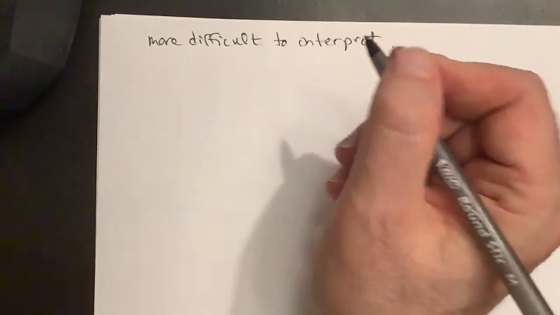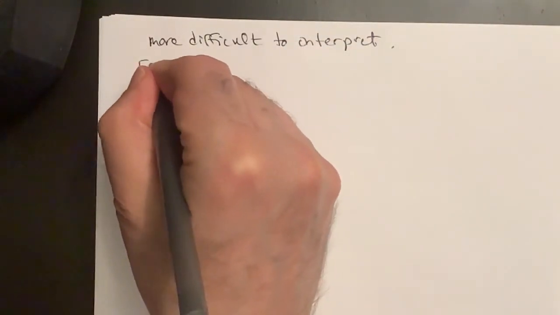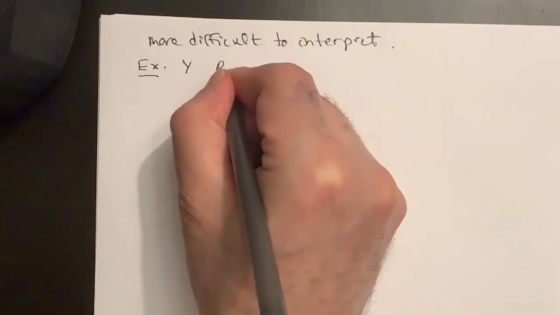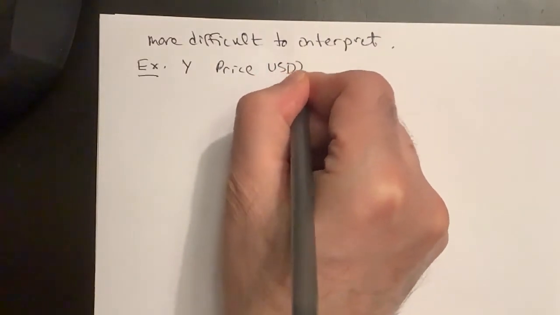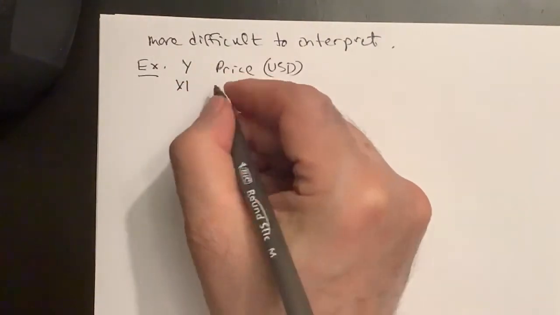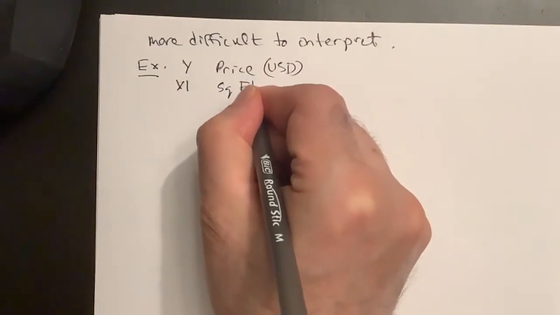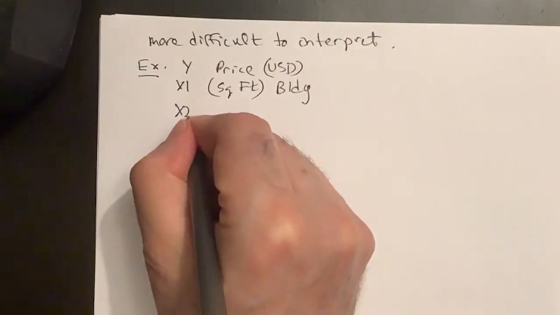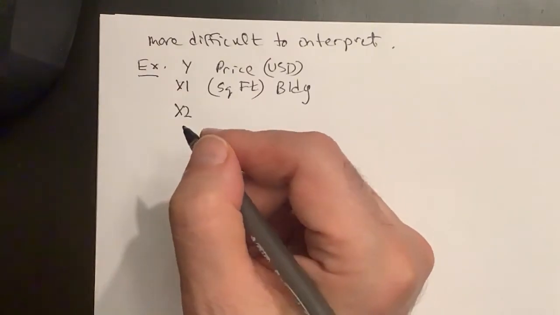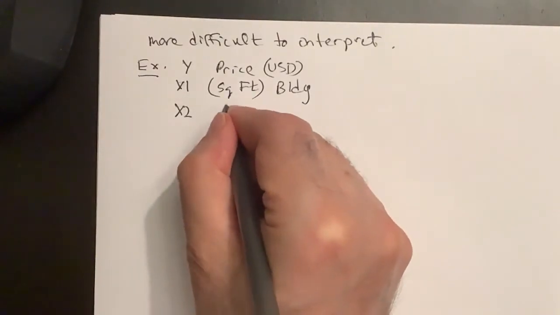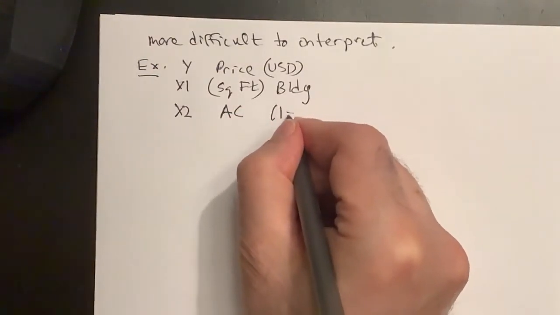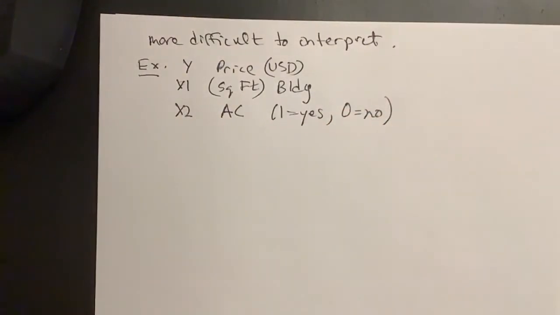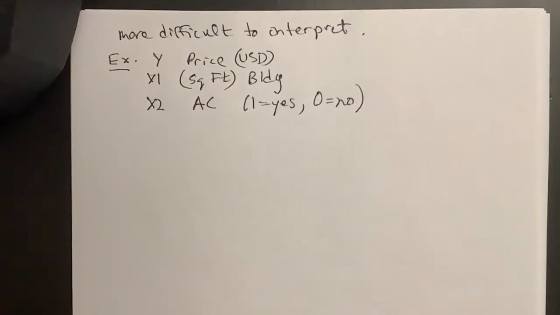Okay, I had this example. So, for example, from our real estate data, suppose we had y is house price in USD, and let's have X1 be square feet of the building. X2 is an indicator saying whether it has central air conditioning, AC, 1 equals yes, 0 equals no. You wouldn't really care if the house had a window air conditioner in it. It means central air conditioning.